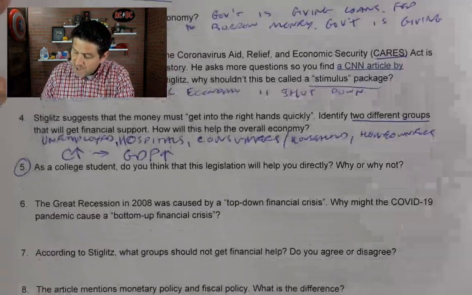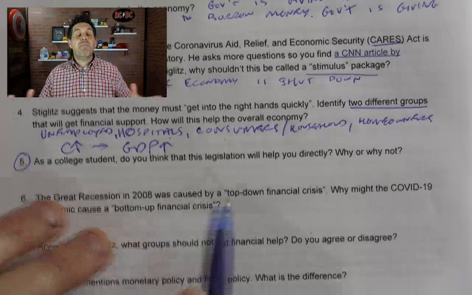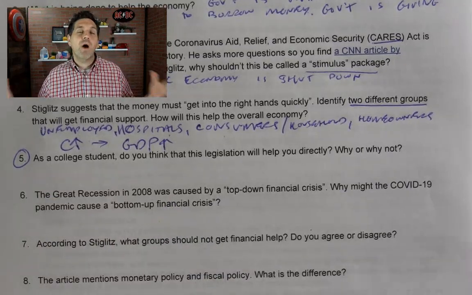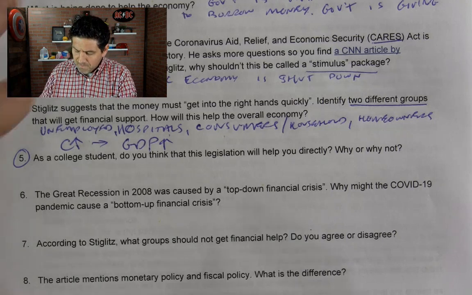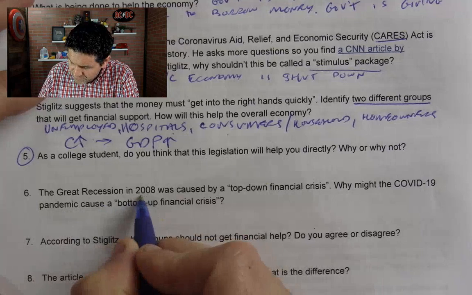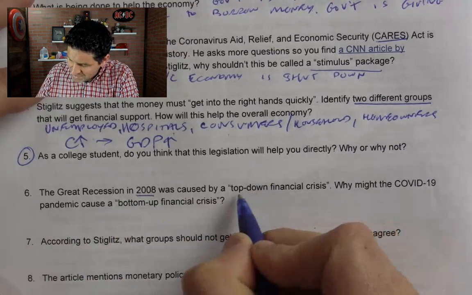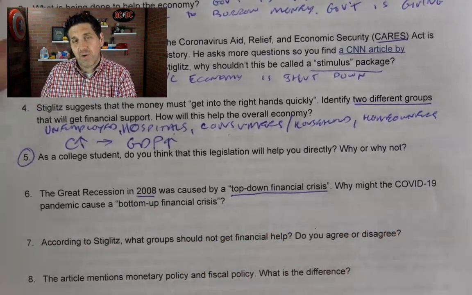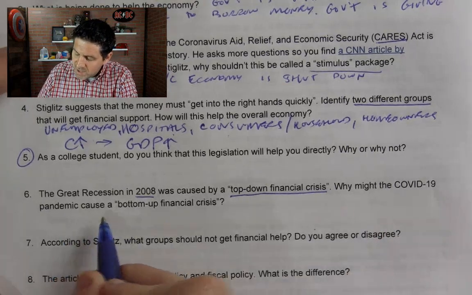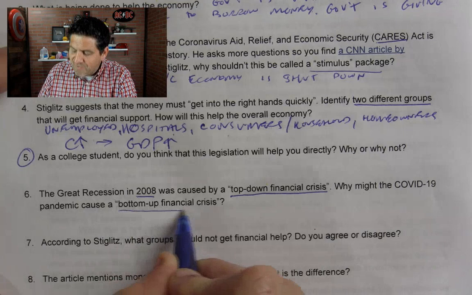All right, number 6. The Great Recession in 2008. Oh, this is important because this is not something you'd see in a textbook. This is more like, do you understand the bigger concept here? Which is kind of the reason why we do these case studies. The Great Recession of 2008 was caused by a top-down financial crisis. Why might the COVID-19 pandemic be caused by a bottom-up financial crisis?